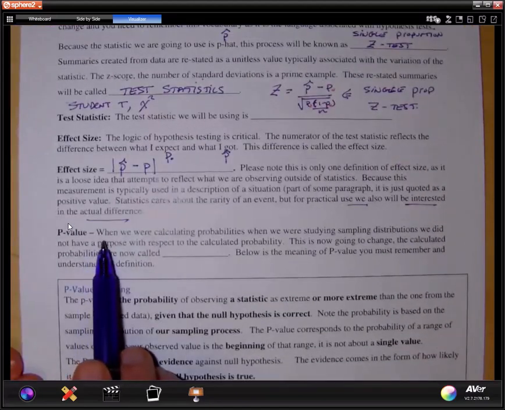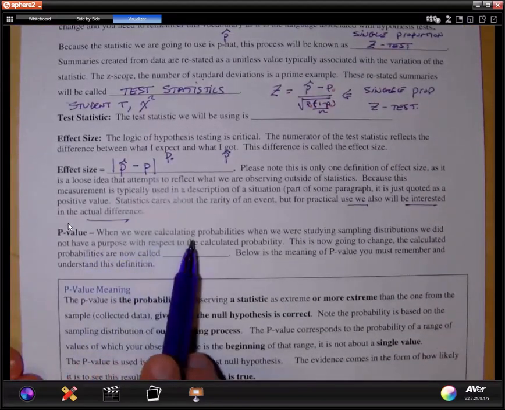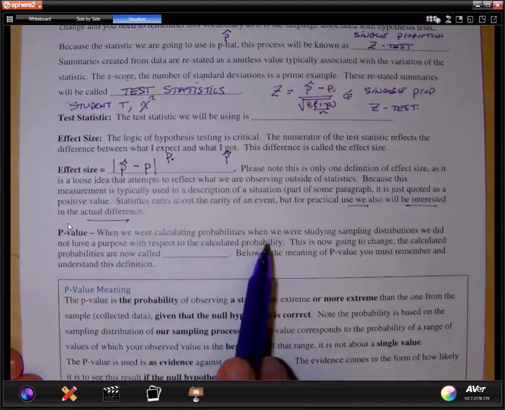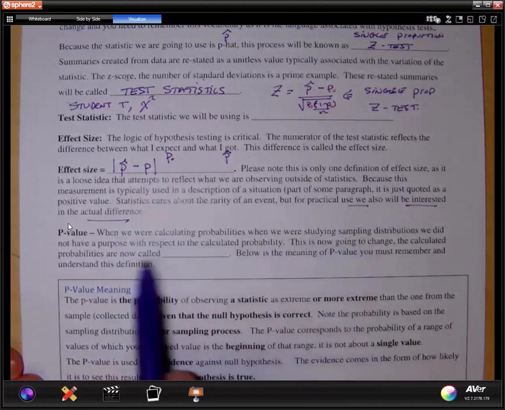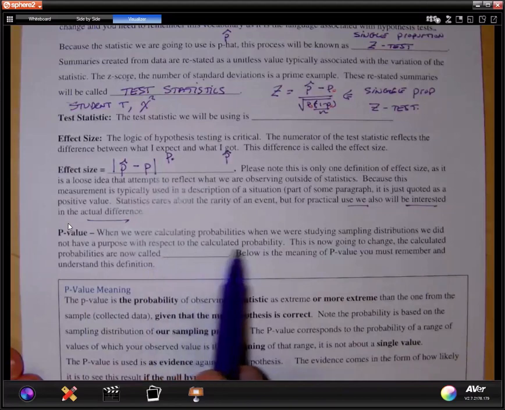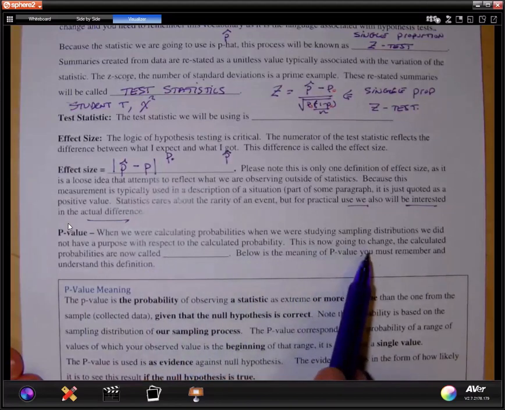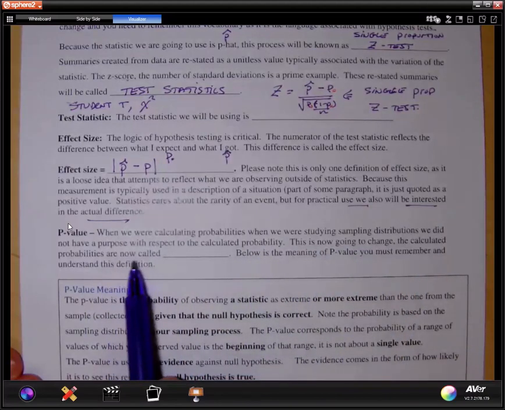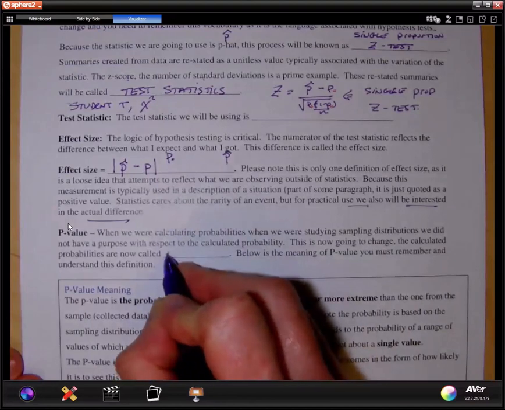Lastly, we look at this thing called the p-value. When we were calculating probabilities, when we were studying sampling distributions, we did not have a purpose with respect to the calculated probability. This is now going to change. The calculated probabilities are now called p-values.